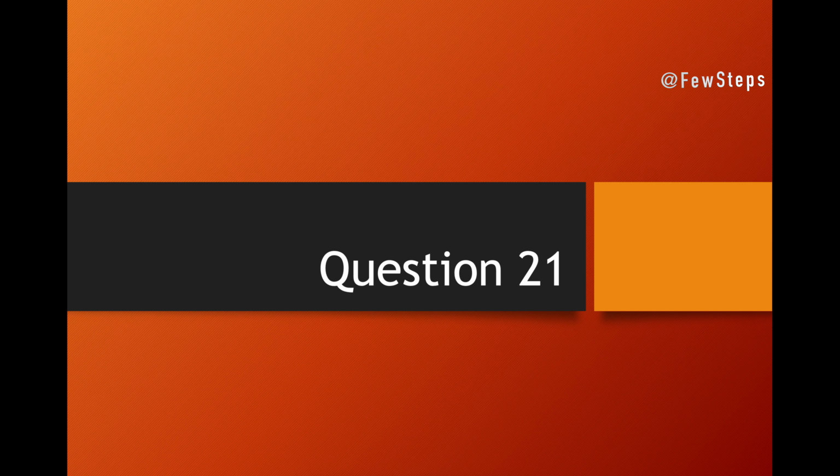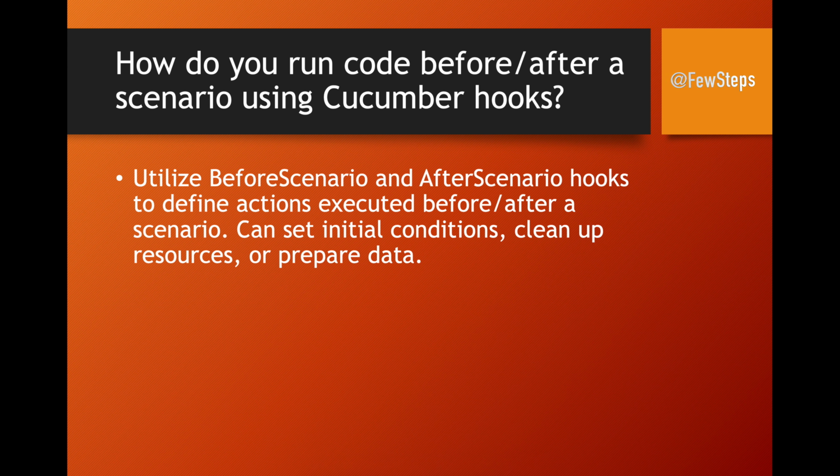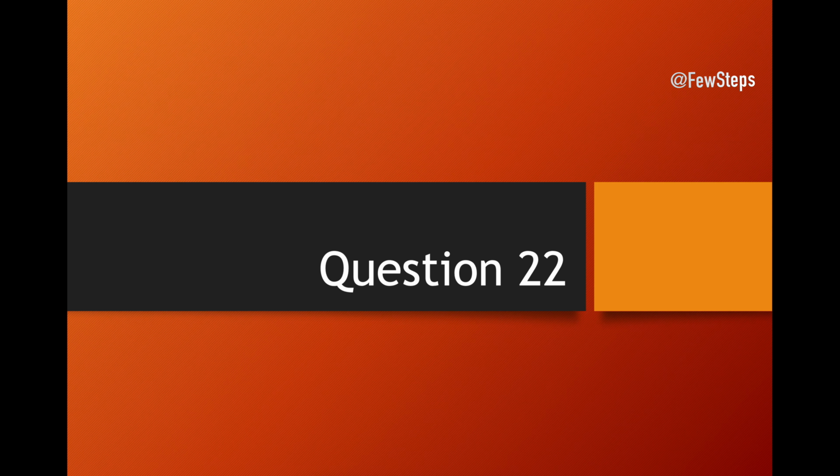Question 21. How do you run code before and after a scenario using Cucumber hooks? Utilize before scenario and after scenario hooks to define actions executed before and after a scenario. Can set initial conditions, clean up resources, or prepare data.